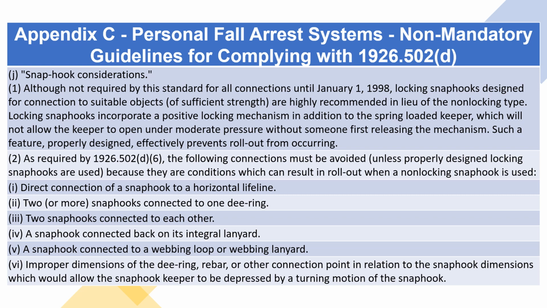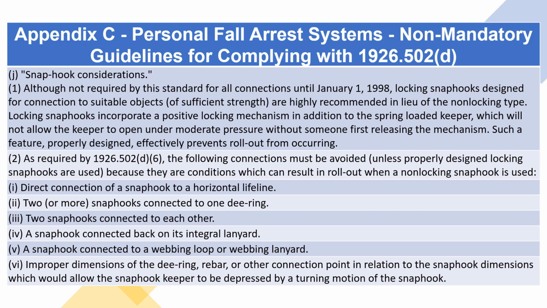J. Snap hook considerations. 1. Although not required by this standard for all connections until January 1, 1998, locking snap hooks designed for connection to suitable objects of sufficient strength are highly recommended in lieu of the non-locking type. Locking snap hooks incorporate a positive locking mechanism in addition to the spring-loaded keeper, which will not allow the keeper to open under moderate pressure without someone first releasing the mechanism. Such a feature, properly designed, effectively prevents rollout from occurring.